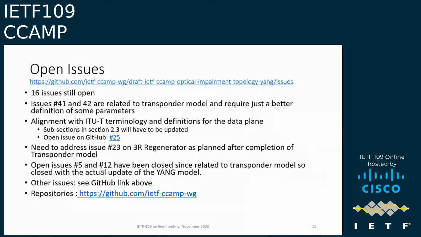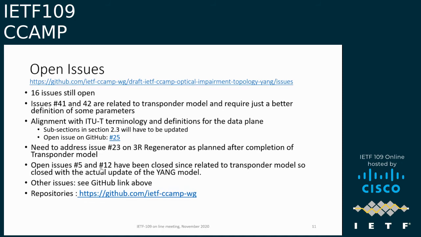Okay, here is a summary of the status of the open issues. Here is the link for the open issues, so everyone can have a look at that. We have at the moment 16 issues still open, but there are a couple of them. This is the 4142 that is related to the transponder model, but it just requires a better definition of some of the parameters. This is an issue that was raised by Gabriele, and we expect a definition from him. And it is just a slight modification of the definition.